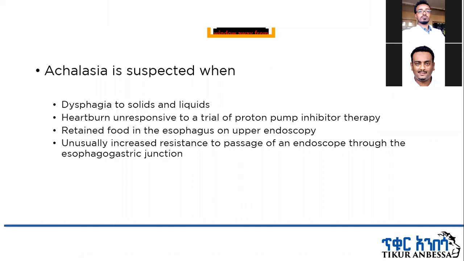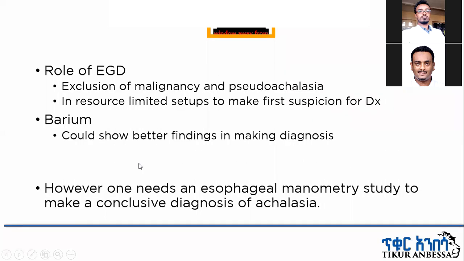So achalasia is suspected when there is dysphagia on solids and liquids, and heartburn unresponsive to a trial of proton pump inhibitor therapy. Here it's not because of the acid actually that the patients have heartburn. This is because of the retained food which is fermented in the esophagus, and the fermentation, as you know, releases acid. And that acid is usually the reason for the heartburn in these patients with dysphagia. When upper GI endoscopy is done, there might be retained food, and there is usually increased resistance to passage of the endoscope through the esophagogastric junction.